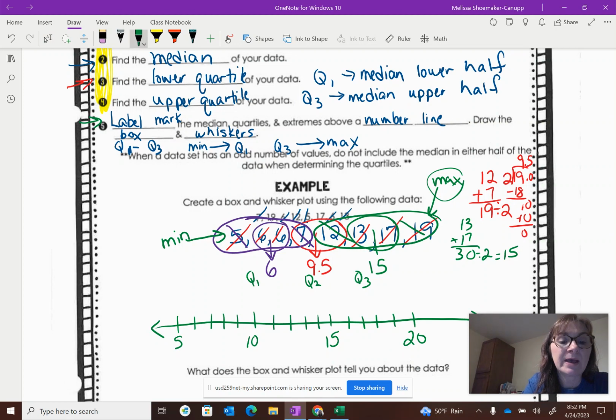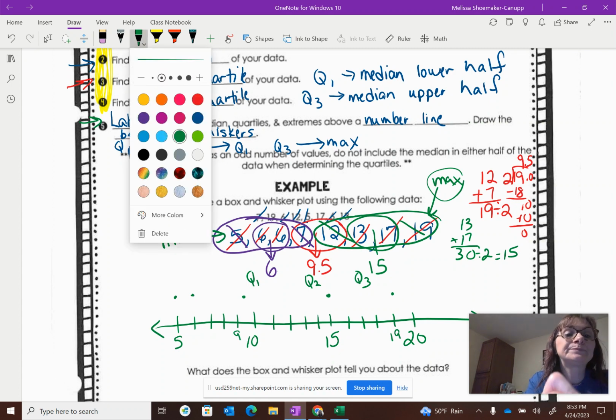So I know that I'm going to have something at the 5. And just like the dot plot, I'm going to hover right above those numbers on the number line, and I'm just going to put a little mark straight across left to right where those numbers are. Then I have 6. Then I have 9.5, which is going to be halfway between 9 and 10. Then I have 15. Then I have my max of 19, which is the mark before 20.